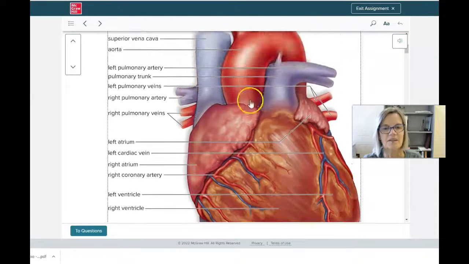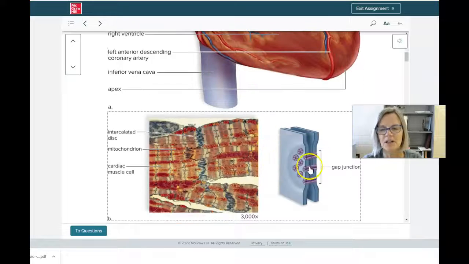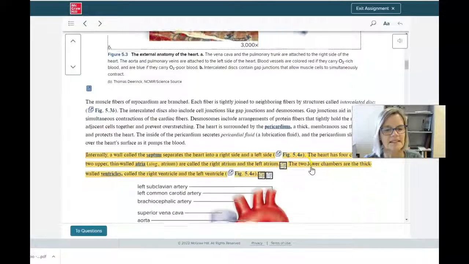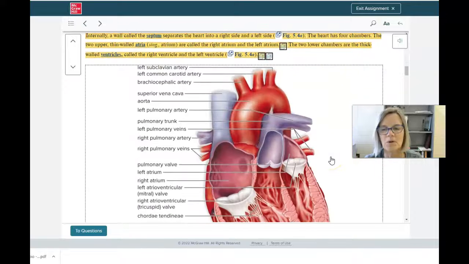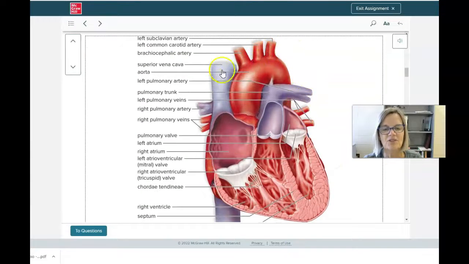There's a nicely labeled diagram here that you can look at in your book, and a couple other parts of the heart. So what happens when we're learning about the parts of the heart, generally you take what we call a frontal section. You separate the front from the back of the heart, and we look inside.